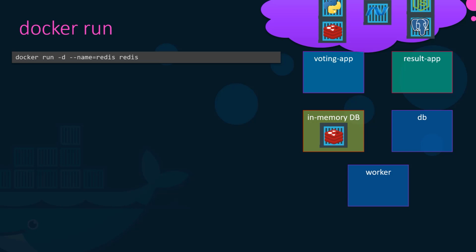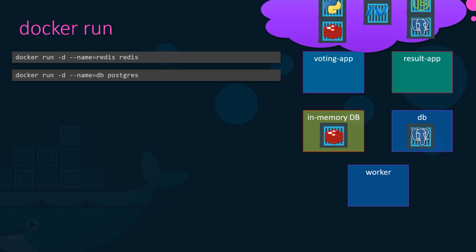Next, we will deploy the PostgreSQL database by running the docker run postgres command. This time too, we will add the -d option to run this in the background and name this container db for database. Next, we will start with the application services. We will deploy a front-end app for voting interface by running an instance of voting app image. Run the docker run command and name the instance vote.